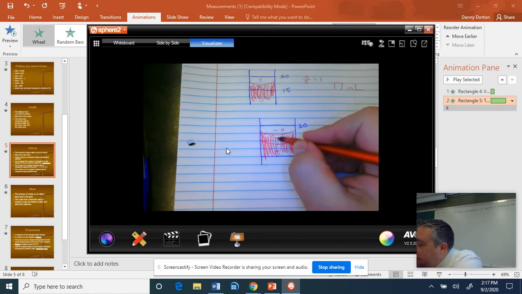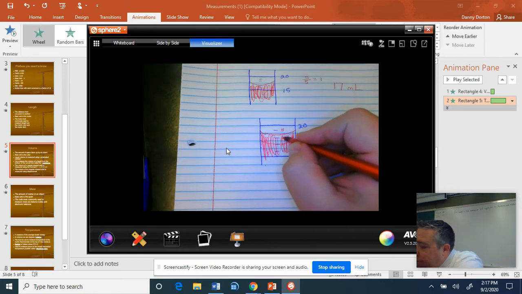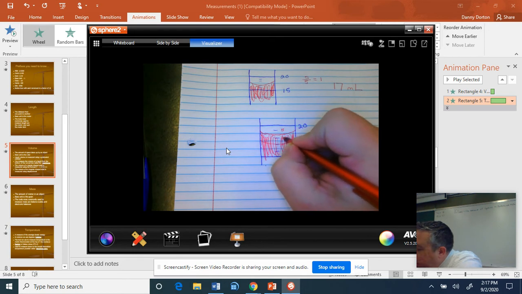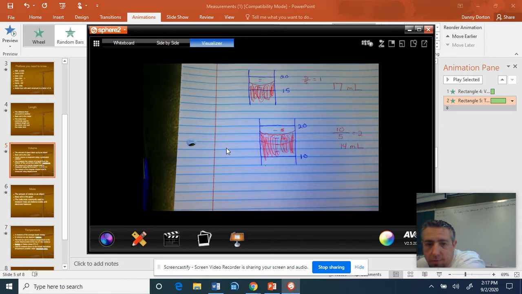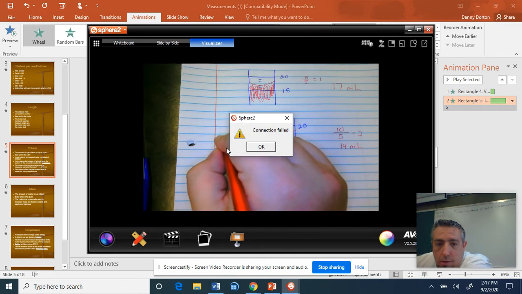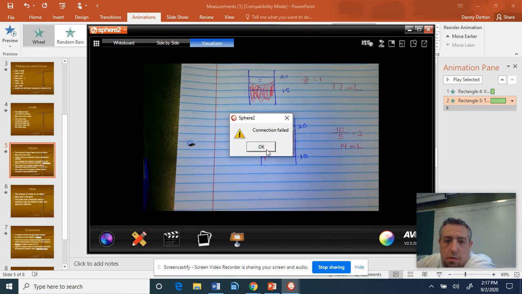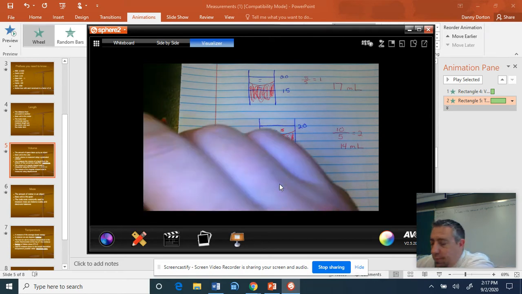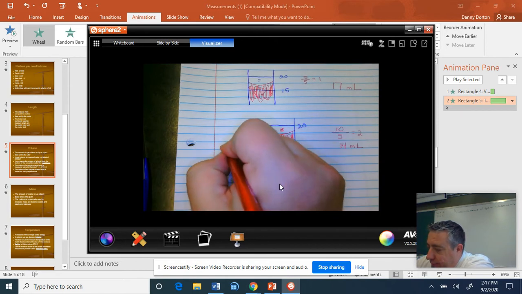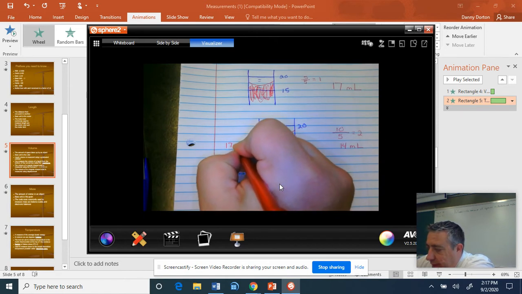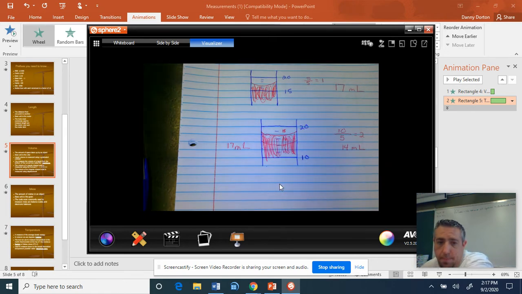So your line is here. It's in between the 16 and the 18. So there's no mark there, but if it's halfway in between, what can we assume that it would be? You could assume that it would be in between 16 and 18, which is 17 milliliters.